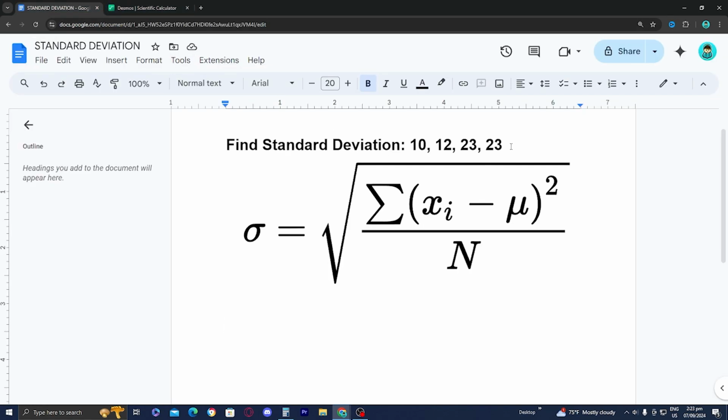So the first thing that we need to do is determine how many numbers are in the set. So notice that in our example, there are 4 numbers. So that means n, which is part of the formula, will equal 4.